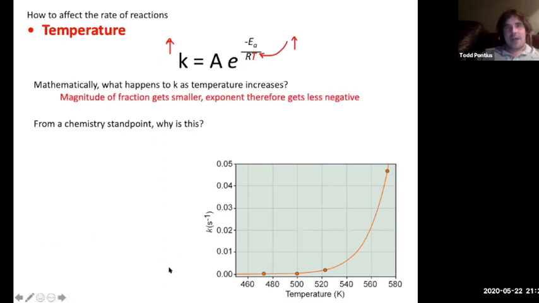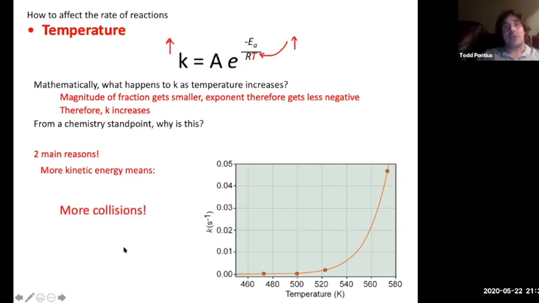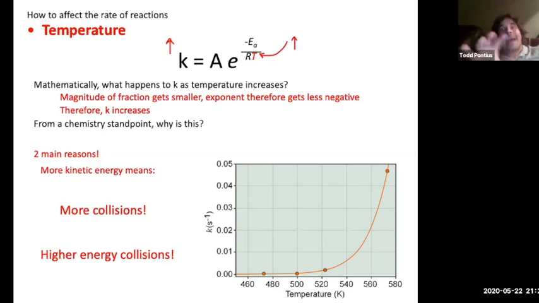So the magnitude of the fraction gets smaller. The exponent therefore gets less negative. Therefore, k will increase. Okay? From a chemistry standpoint, why does increasing the temperature make for a faster reaction? Well, we've already looked at this. There's two main reasons. First, more kinetic energy means there's more energy in the molecules, which means they're bouncing around more quickly, which means there's more collisions. But also, what do we know about those collisions? They are higher energy collisions as well. So for these reasons, chemically, k will increase. This equation up here shows this mathematically.